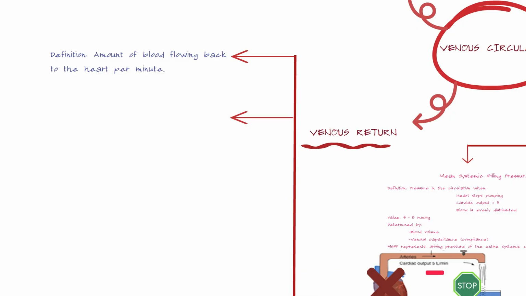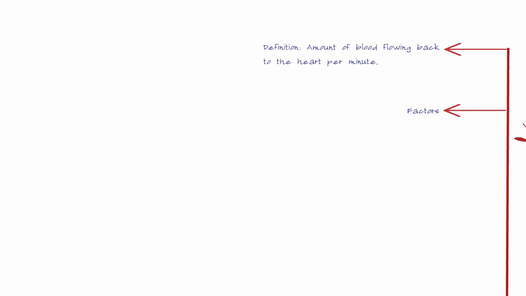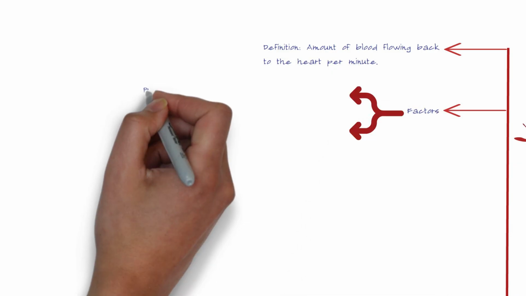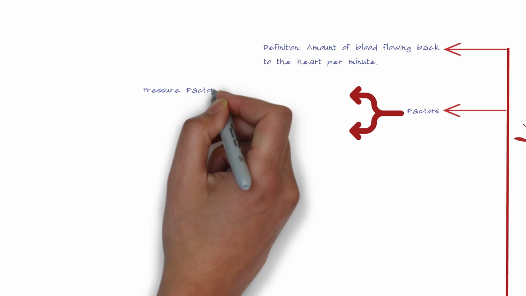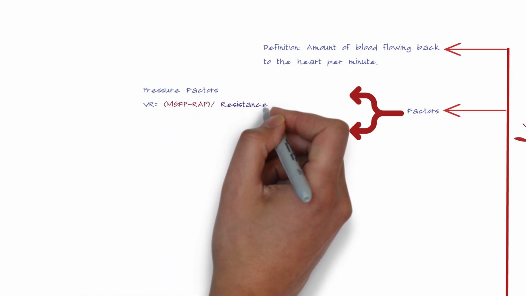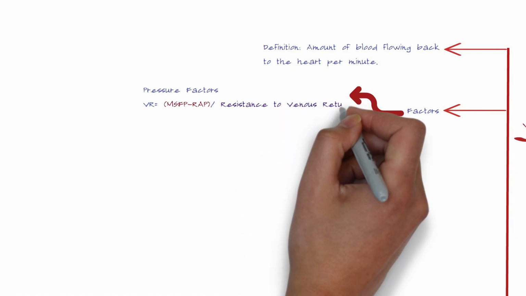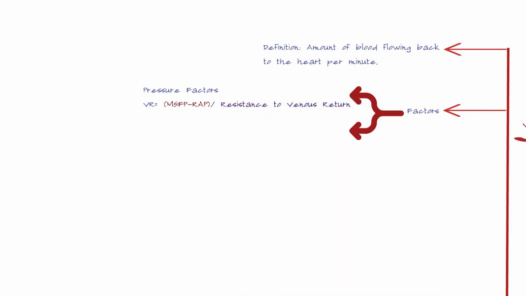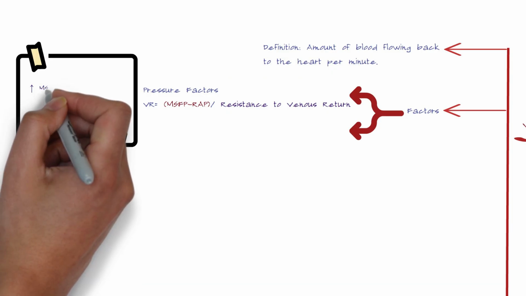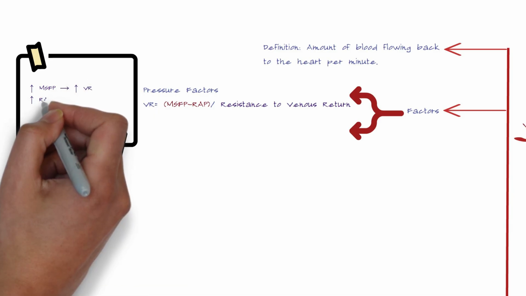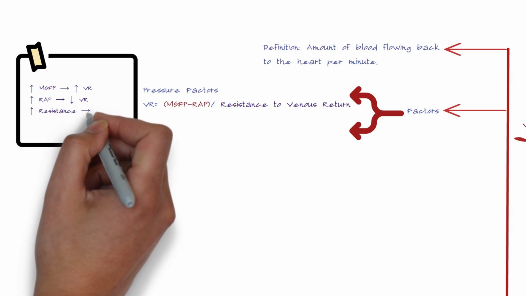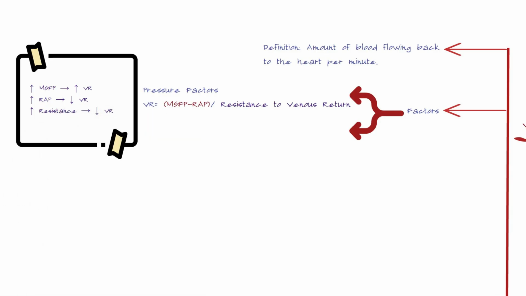The factors affecting the venous return, we classify into two main categories: pressure and mechanical factors. For the pressure factors, the venous return equals the pressure gradient divided by the resistance, and the pressure gradient is the mean systemic filling pressure minus the right atrial pressure. So to increase the venous return, the mean systemic filling pressure increases, while there is a decrease in the right atrial pressure and the resistance to venous return.